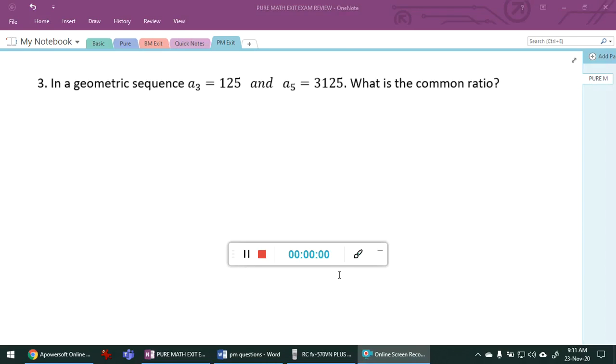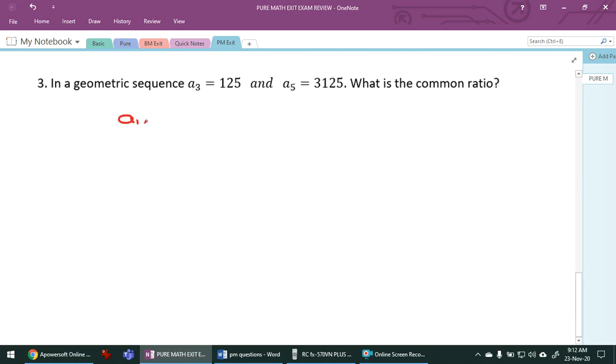That's all. Question number 3. In a geometric sequence, A3, the third term, is 125 and A5, the fifth term, is 3125. What is the common ratio? Okay, I will write the geometric sequence. See, this is the geometric sequence: A1, A2, A3, A4, A5, etc. It's going. Now in this, what is the common ratio?